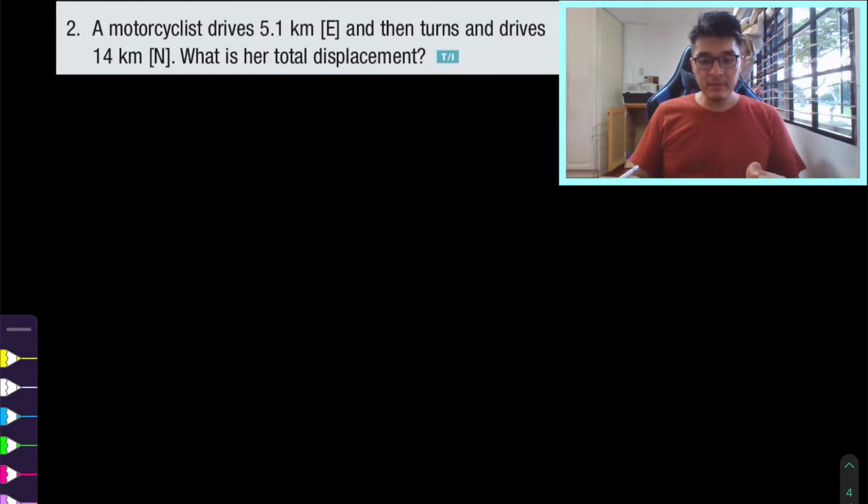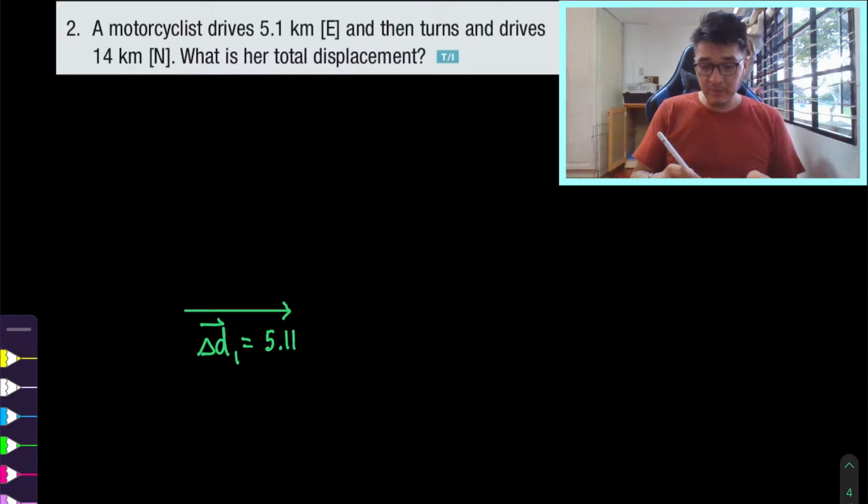So a motorcyclist drives 5.1 kilometers east and then turns and drives 14 kilometers north. What is her total displacement? So let's draw the first displacement, which is east. The notation that you use for displacement is delta D. But because in this case there are 2 displacements, you might want to start the labeling from delta D1. So the first displacement is 5.1 kilometers towards east, which is to the right.